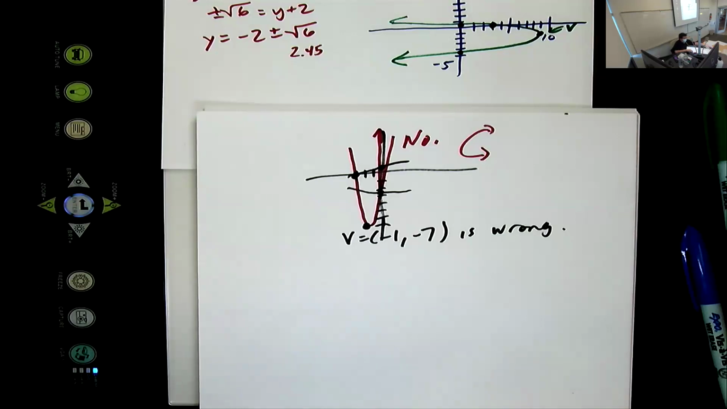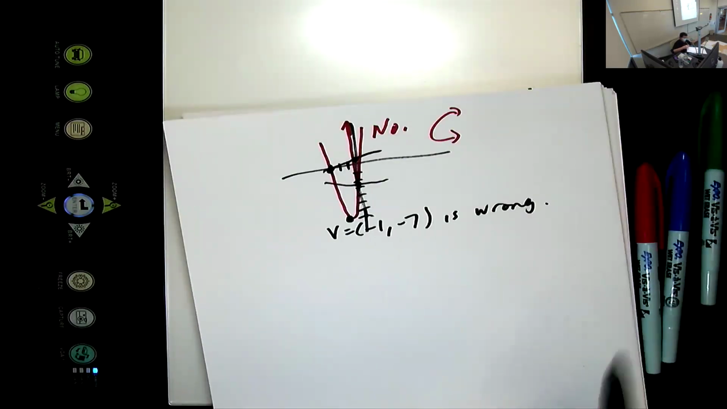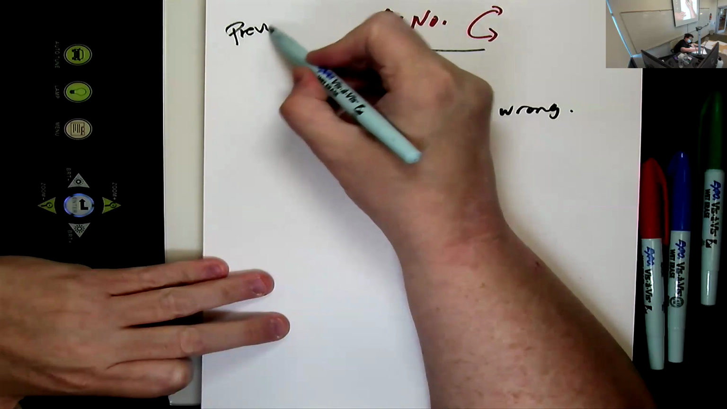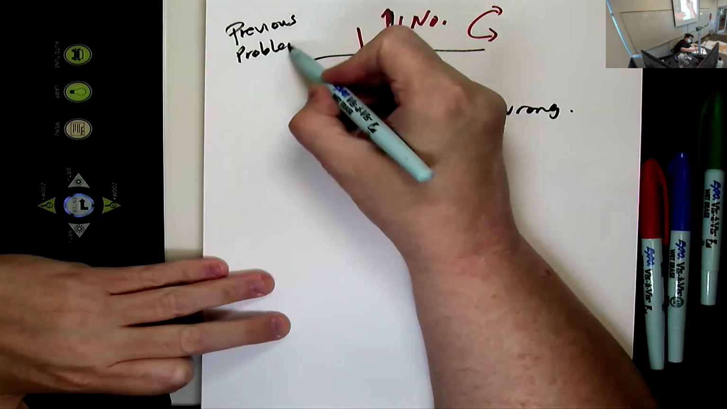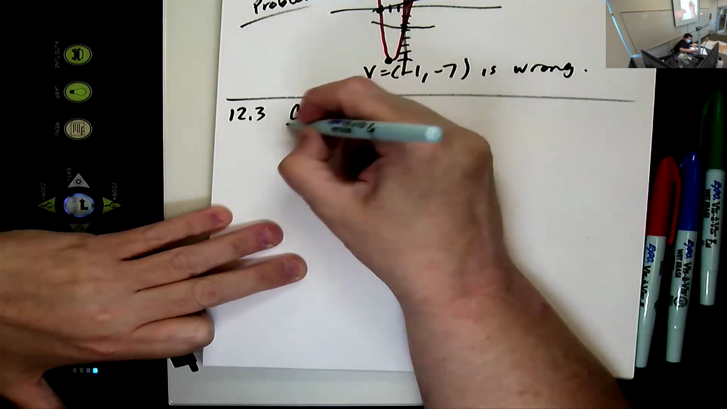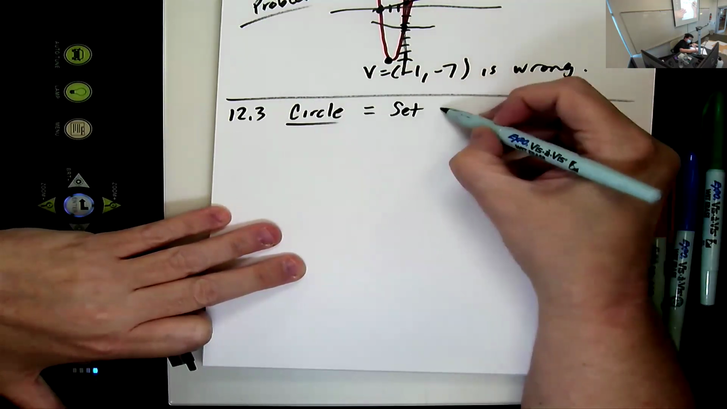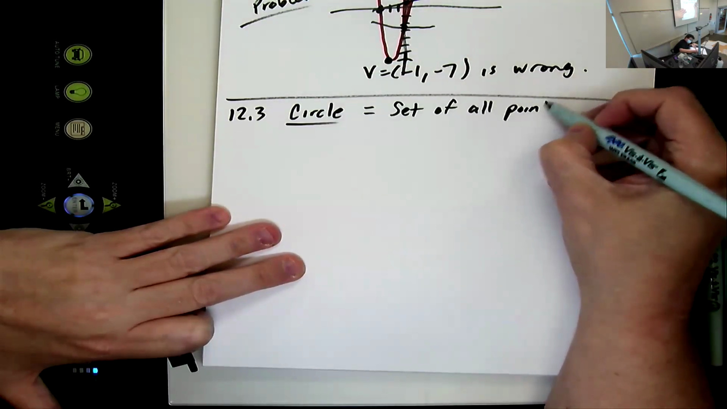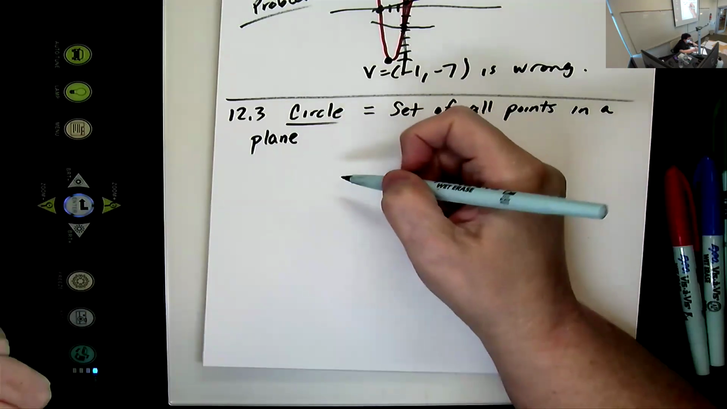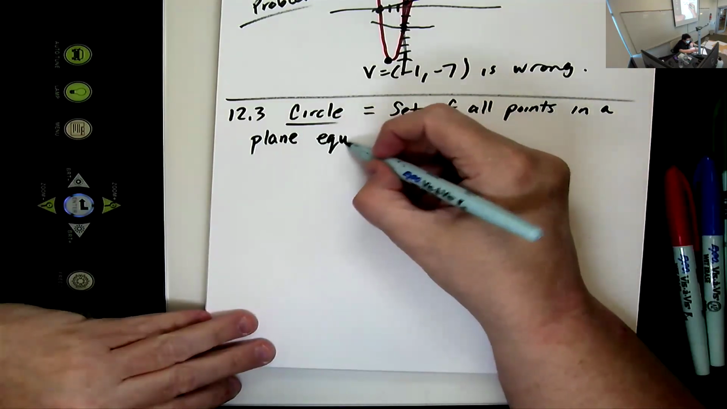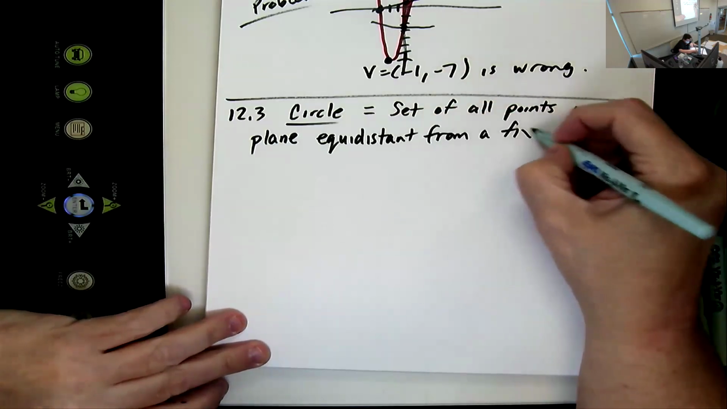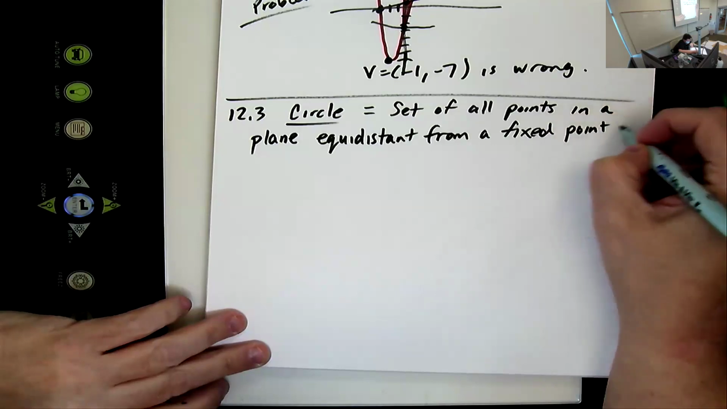All right, 4.3. The circle. A circle is the set of all points in a plane equidistant from a fixed point, which is our center.